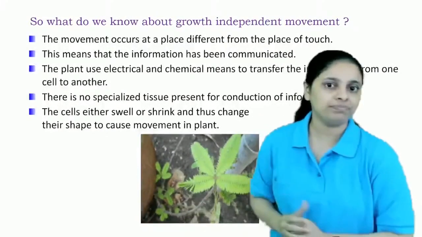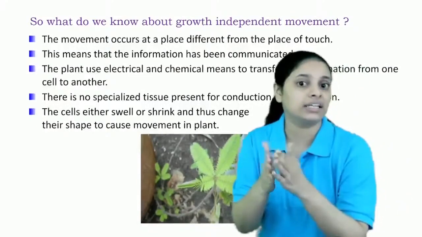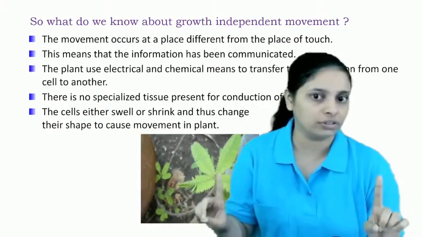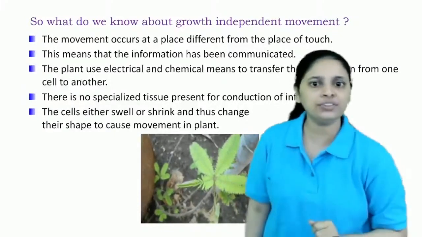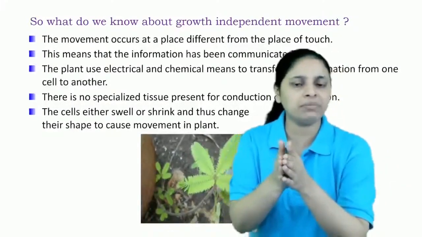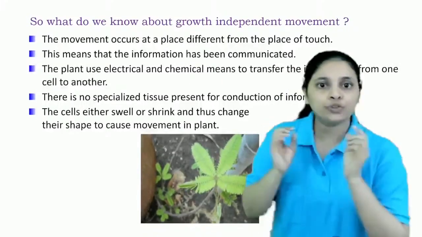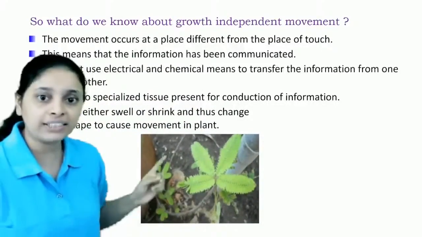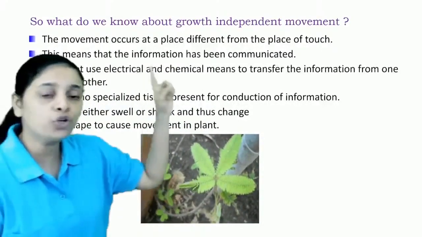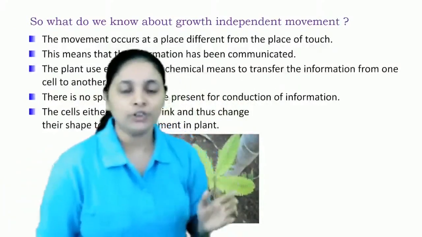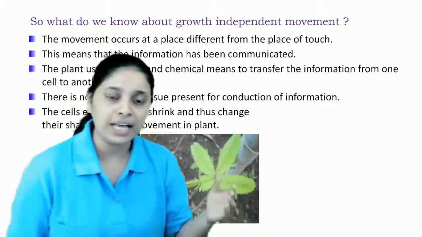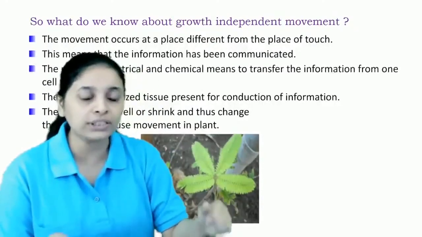So this is where we see movement is occurring in plants. यहाँ पे movement तो दिखाई दे रही है, but there is no growth. As you give the stimulus of touch, the leaves close, and after some time they will again open up, right? So here movement हो रही है, हाँ हो रही है, but क्या growth हो रहा है? Is there any growth? No. So this is growth independent movement. So let's see few more examples of growth independent movements, and then we will also study about the growth dependent movements. Okay, so let's continue.